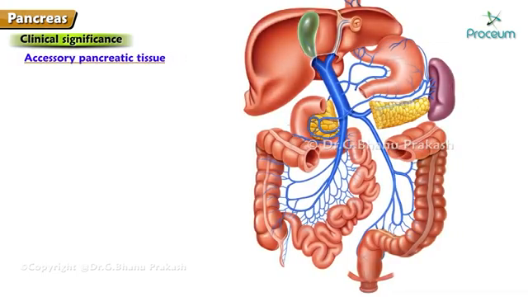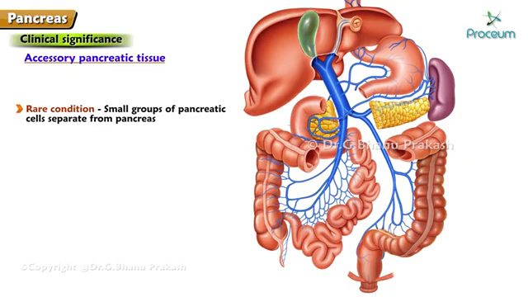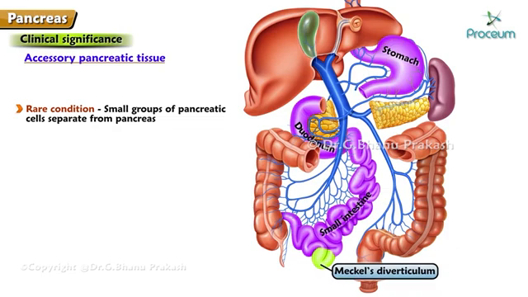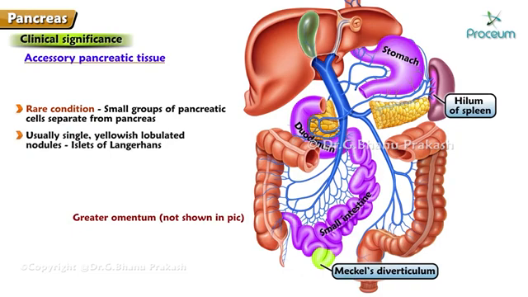Accessory pancreatic tissue: a rare condition in which small groups of pancreatic cells separate from the pancreas. It may be found in the duodenum, the most common site, stomach, small intestine, Meckel's diverticulum, greater omentum, and hilum of the spleen. They are usually single, yellowish lobulated nodules which contain islets of Langerhans.